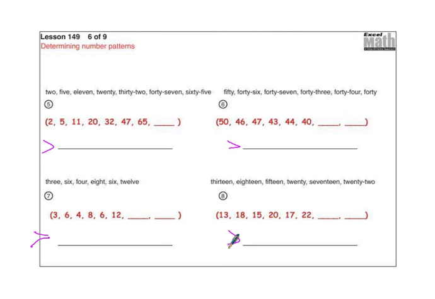All right, help me out, studio audience. 2 to 5, what's that? +3. And then 5 to 11 is? +6. 11 to 20? +9. So each of the numbers that's going up is what? Going up by 3 each time. Yeah, it goes up by an extra 3 each time, right?